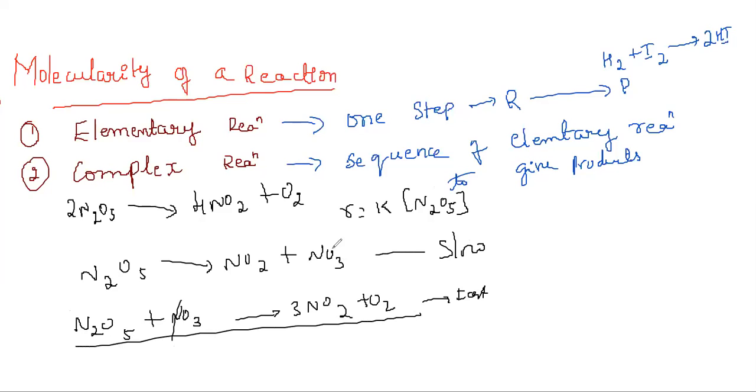So if we equate these two, we sum them and get 2N2O5 gives 4NO2 plus O2. Okay, so this is going to be the complex reaction which takes place in a two-step reaction. Okay, that's clear.